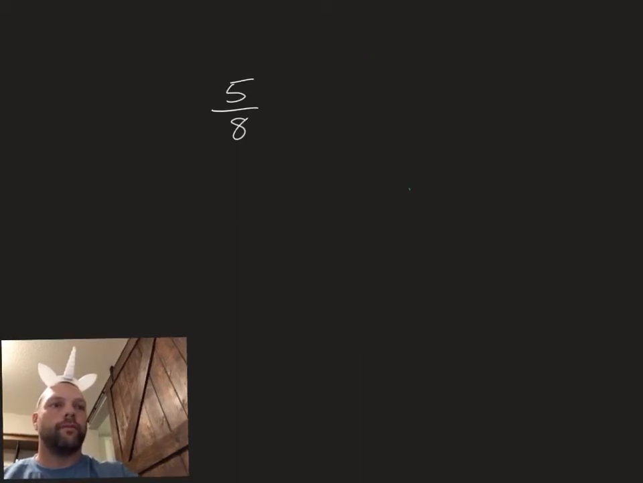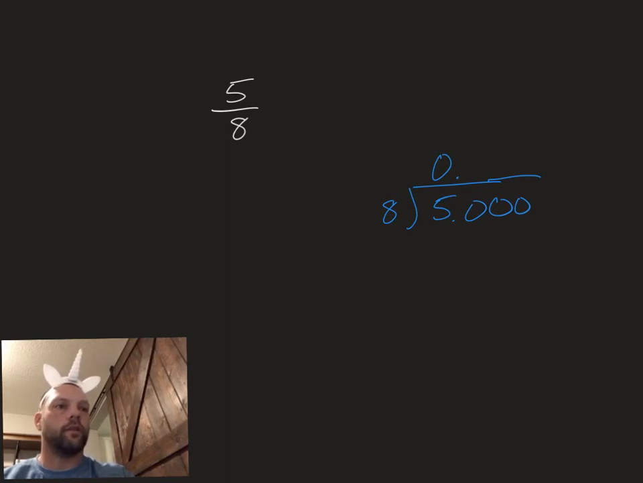Now we're looking at 5/8. So 5 goes on the inside, 8 goes on the outside. Add my decimal and some zeros just in case if I need them. 8 cannot go into 5, so I'm going to bring my decimal straight up again. But 8 can go into 50, and that's going to go in 6 times, which is going to give me 48. 50 minus 48 is going to give me 2.